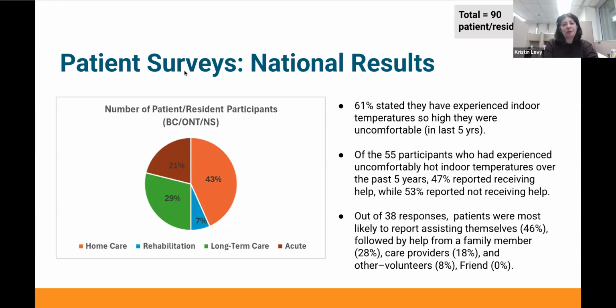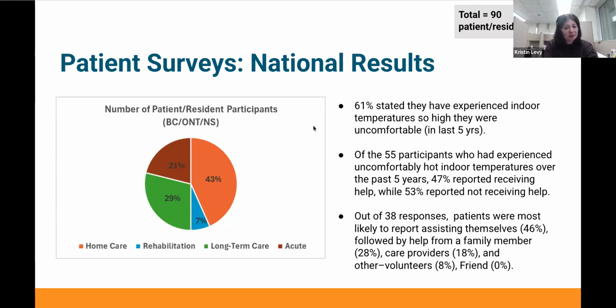It was pretty common for them to say that they had experienced indoor temperatures that made them uncomfortably hot in the last 5 years. So 61% said that they had that experience. Keep in mind that a lot of these folks may be elderly and they actually typically experience feeling too cold as well.